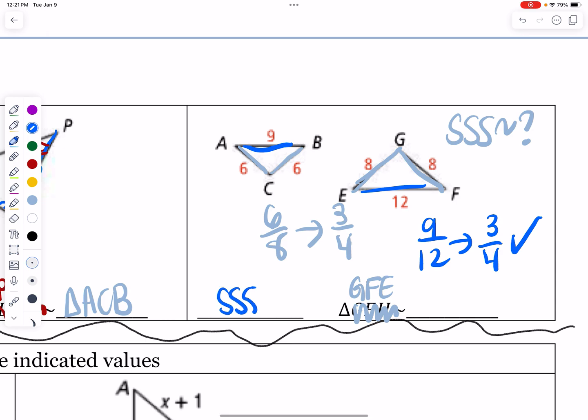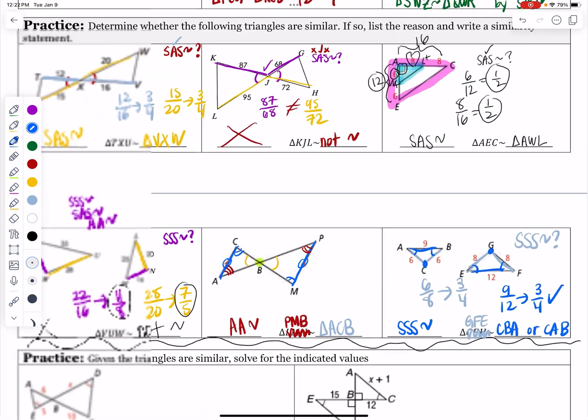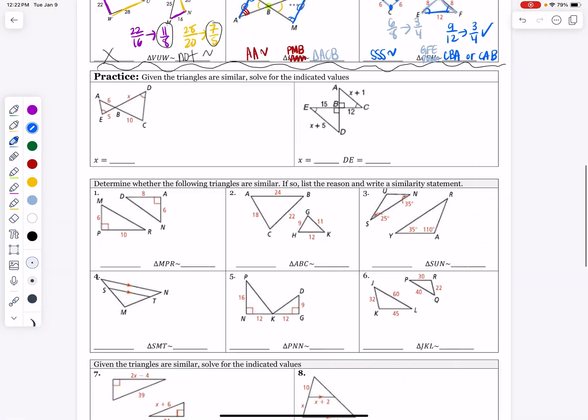And so by side similarity, these are similar. So GFE would be similar to CBA. You start at the vertex angle like they did up here. Or you could also say CAB. Because these base angles are going to be congruent to these base angles, it doesn't matter if you say CAB or CBA. Okay, we will do the rest of this as practice for tomorrow.